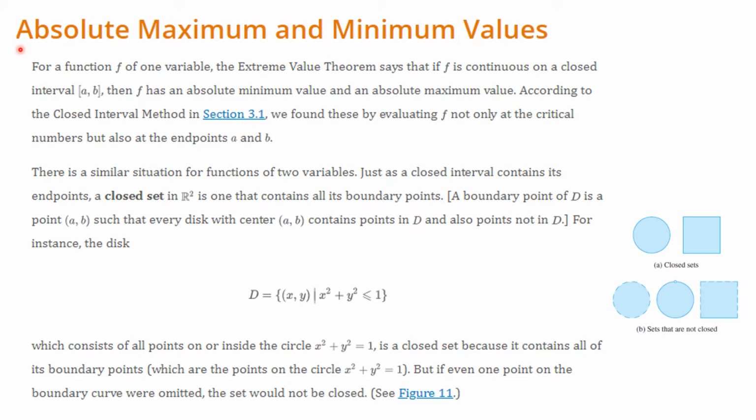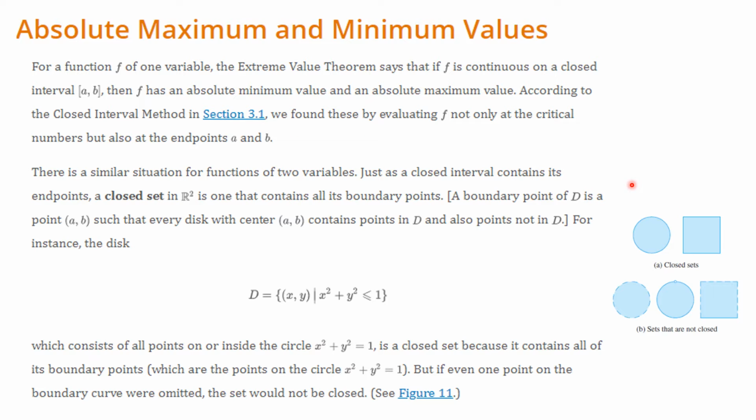So we're going to be talking about absolute maximums and minimums. Recall from Calc 1, for a function of one variable, the extreme value theorem said that if f is continuous on a closed interval from a to b, including the endpoints, then f has an absolute minimum and an absolute maximum value. According to the closed interval method that we discussed in Calc 1, we evaluate f within the interval using the critical number approach, but also at the endpoints a and b.